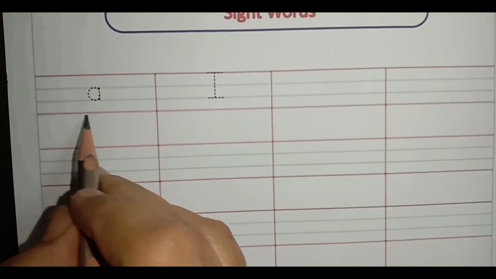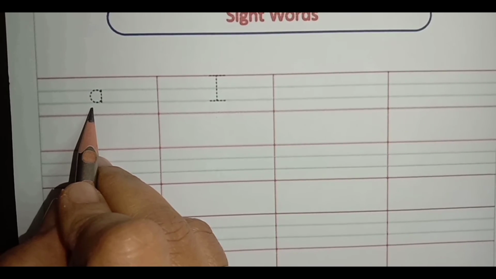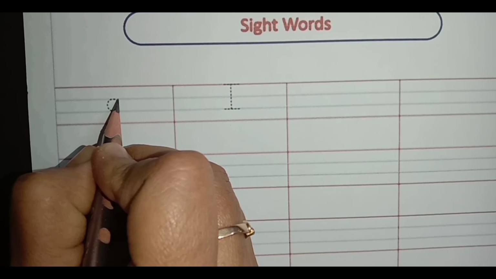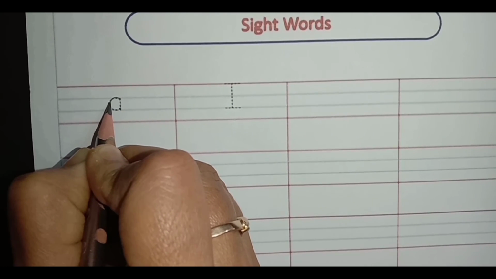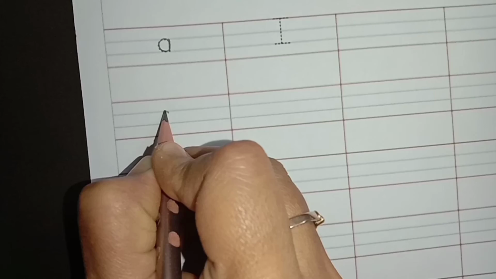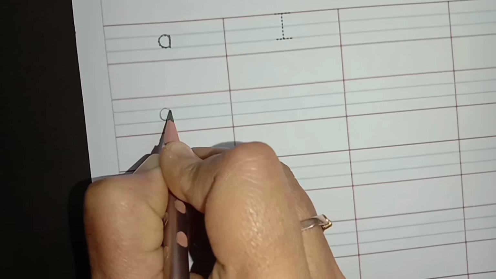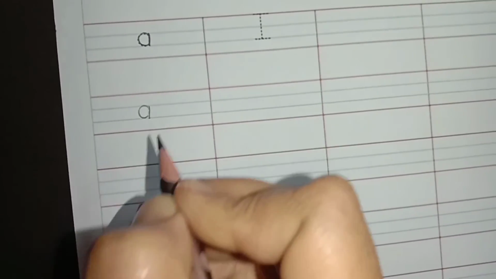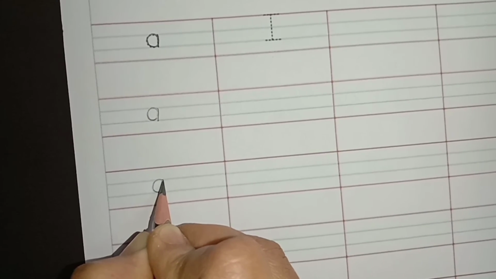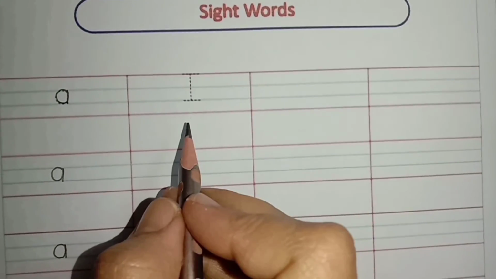Now kids, we will write page number 86 in our English classwork book. We will write these two sight words, A and I. For A, we will make a C curve, go up, come down, standing. A. Make a C curve, then go up, come down, standing. A. Now we will write I.